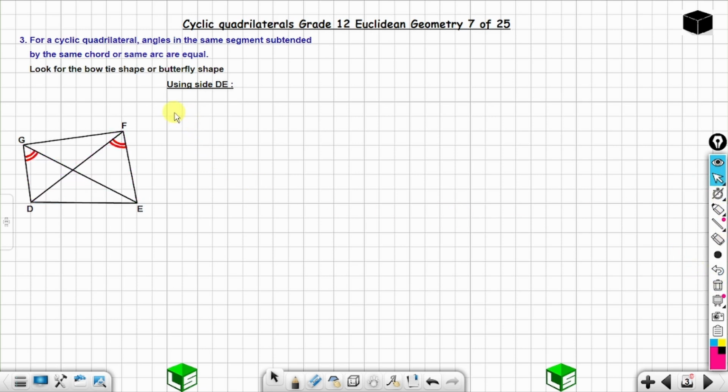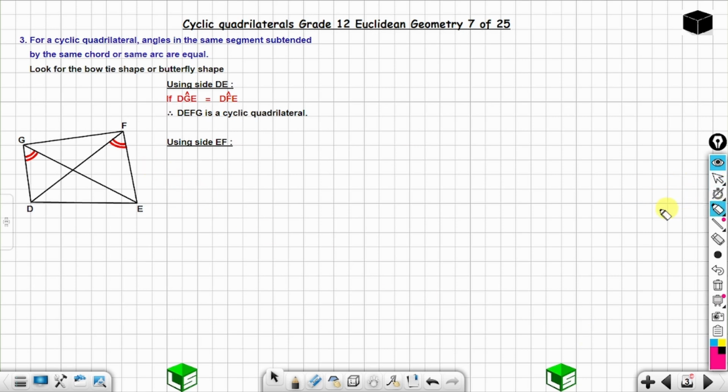So, if the angle DGE is equal to the angle DFE, if the two angles are equal, therefore DEFG is a cyclic quadrilateral. You can also use this side, using the side EF. Now, if you use EF, you are going to prove, let me show you.